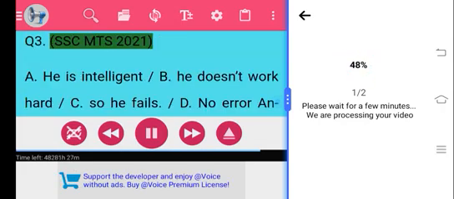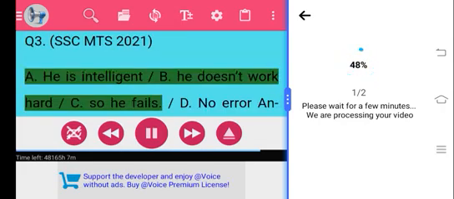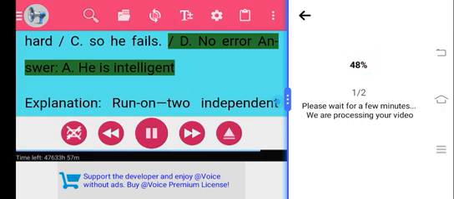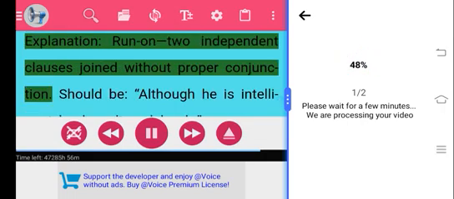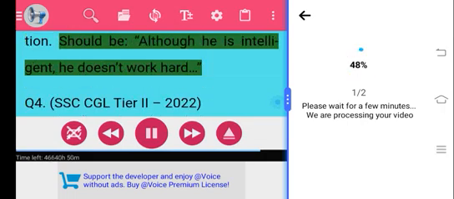Q3. SSC MTS 2021. A: He is intelligent. B: he doesn't work hard. C: so he fails. D: no error. Answer: A, he is intelligent. Explanation. Run-on. Two independent clauses joined without a proper conjunction. Should be: "Although he is intelligent, he doesn't work hard."